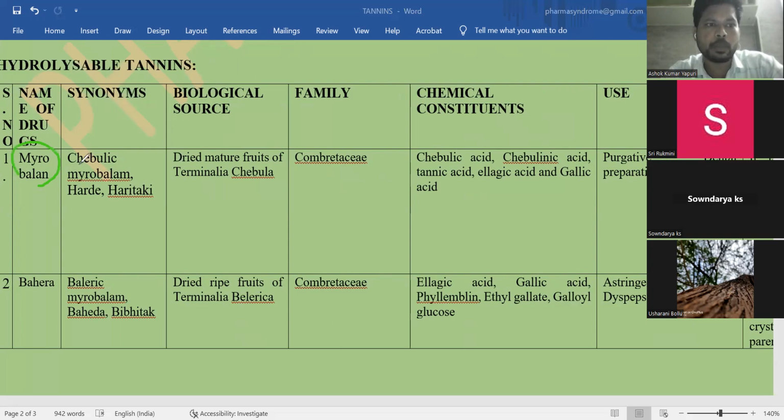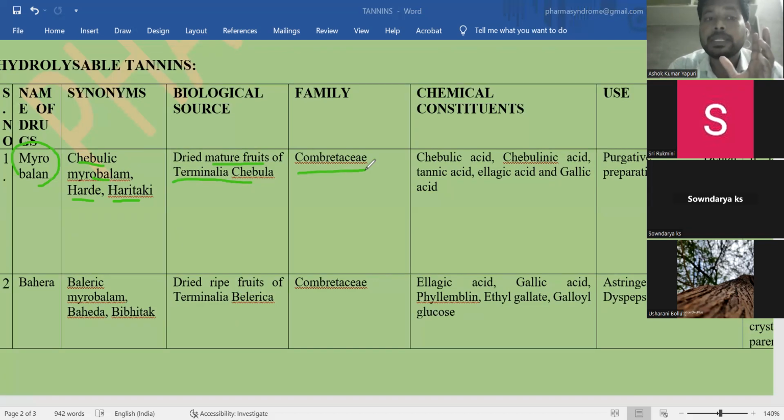The synonyms of myrobalan are chebulic myrobalan, also known as Harde as well as Haritaki. And the biological source is dried mature fruits of Terminalia chebula belonging to the family Combretaceae. Do not remember only Terminalia chebula; in Pharmacognosy exams, they may clearly ask for leaves if not fruits.